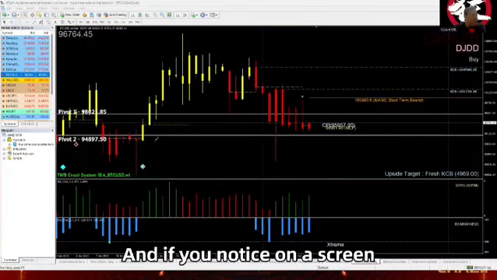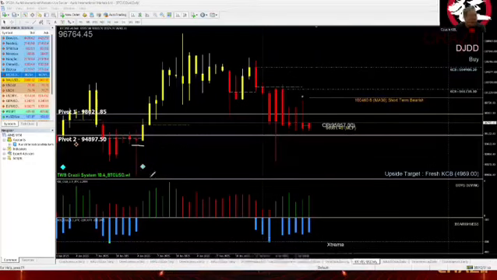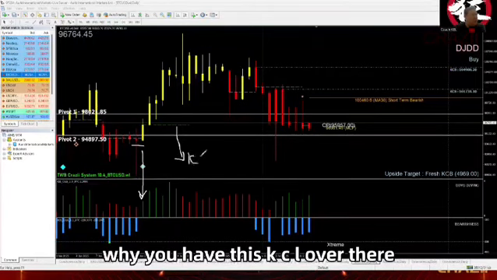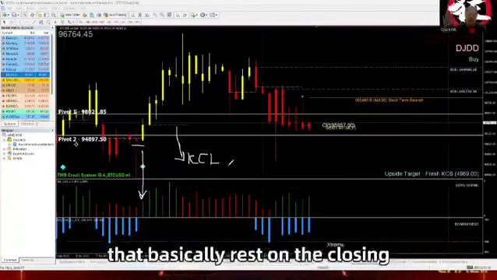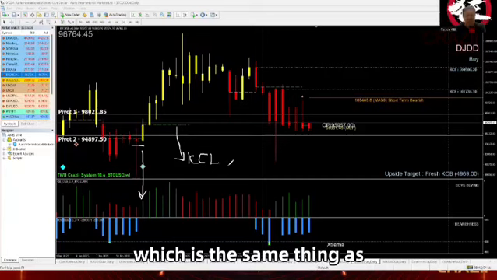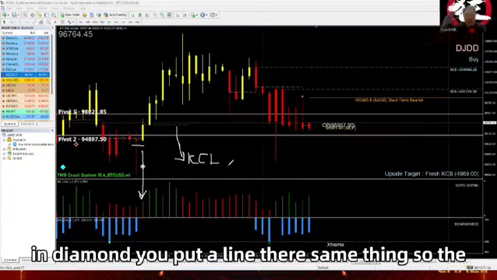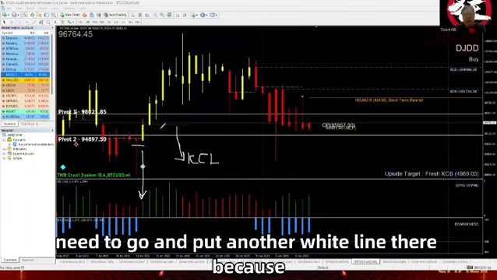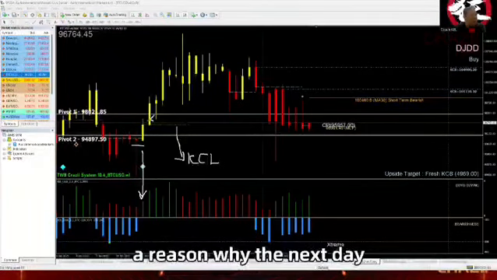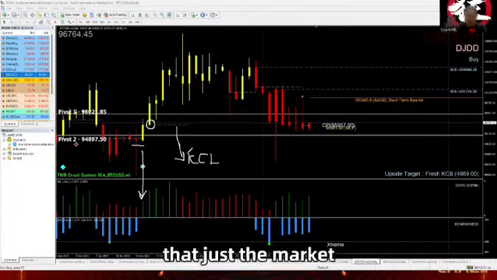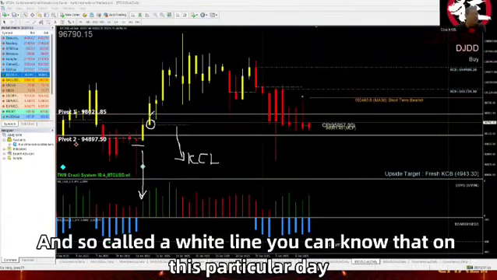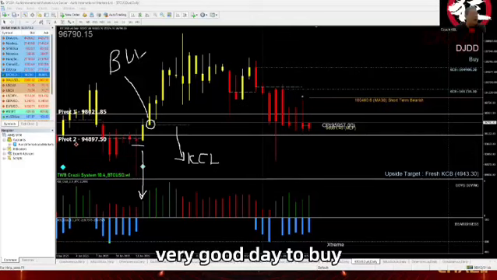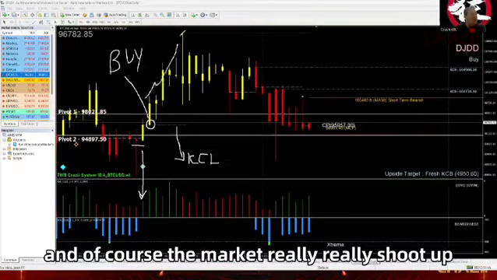And if you notice on the screen, there is a color change CCRY, which comes with a KSI green. So that's why you have this KCL over there. In this case, the KCL is a line that basically rests on the closing, which is the same thing as when you saw a diamond and put a line there. So you don't need to put another white line there because it's the same thing. That's the reason why the next day, once the market opens and touches the KCL line, the so-called white line, you can know that on this particular day, it's a very good day to buy. And of course, the market really shot up.